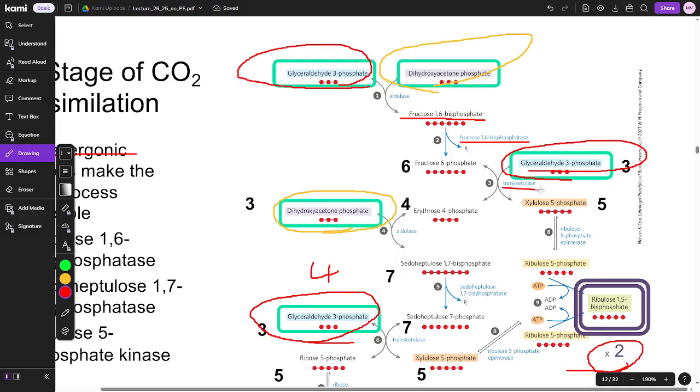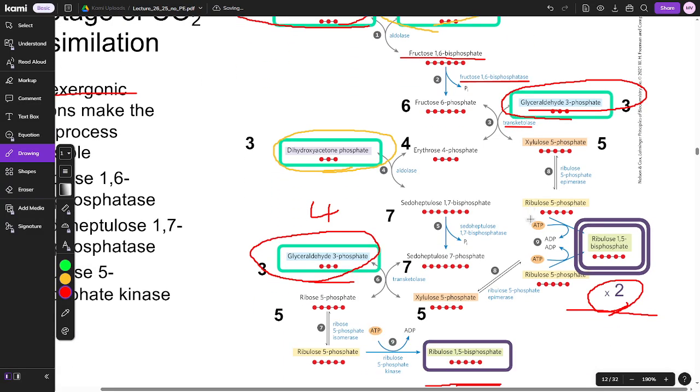And transketolase does what? Transketolase moves 2 carbons from one place to another. So notice we go from fructose 6-phosphate, which is a 6-carbon sugar, to erythrose 4-phosphate, which is a 4-carbon sugar. So we're actually moving 2 carbons from the fructose 6-phosphate to the glyceraldehyde 3-phosphate here to make xylulose 5-phosphate. We've done that with a transketolase. And then we just have to use ribulose 5-phosphate epimerase, because they're epimers, to make ribulose 5-phosphate. And this just goes into the ribulose 5-phosphate kinase to make ribulose 1,5-bisphosphate.